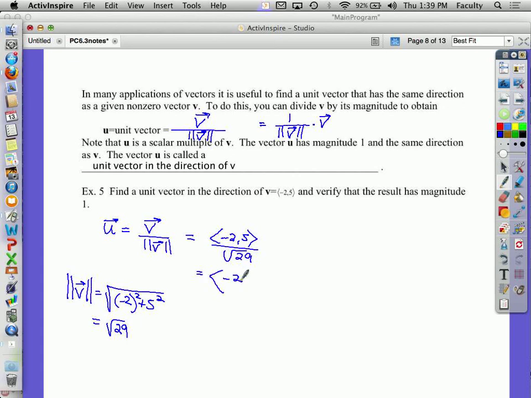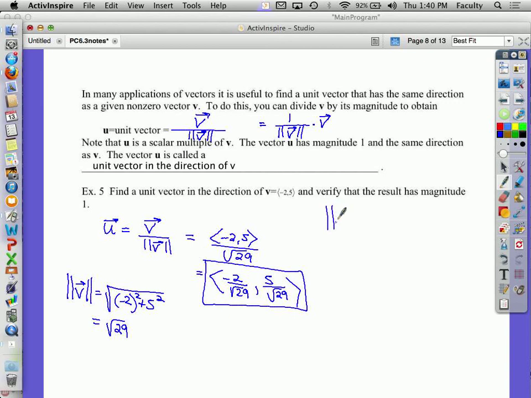So that's actually a scalar multiplication. I can multiply each component by 1 over square root 29. Good news, I'm not going to make you rationalize. If in the back of the book they did, I know you guys can check it and just mark them correct. So there's your unit vector. Now, a unit vector means it has a magnitude of 1. And it says, let's verify that it has magnitude 1.